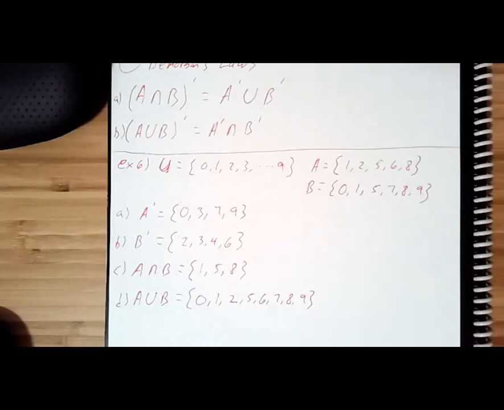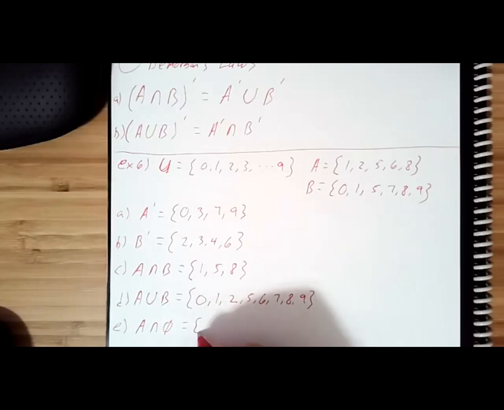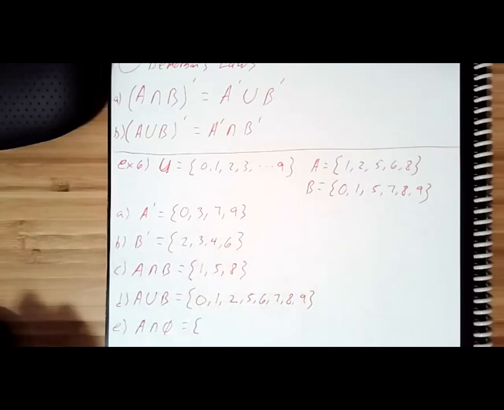Okay, next one. A intersect the empty set. Let's think about that. This is asking what an empty set has in common with the A set.